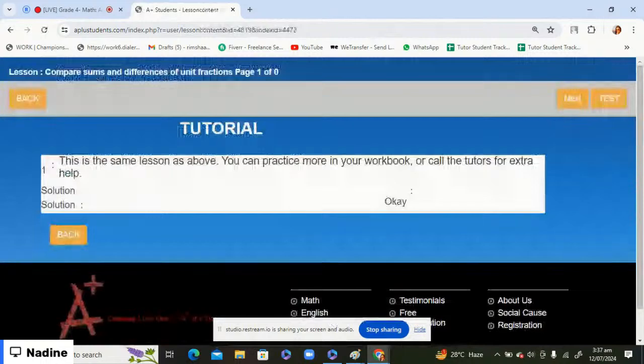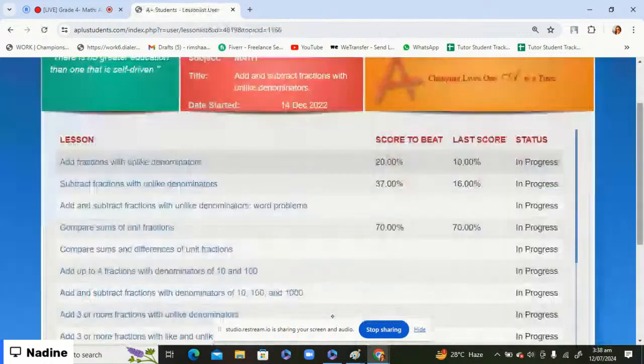So this is the same lesson as above, so you can practice more in your workbook or call the teacher for the extra help. All right, this is the same just like the previous lesson. You're going to compare it and check it out. Now let's do the next.